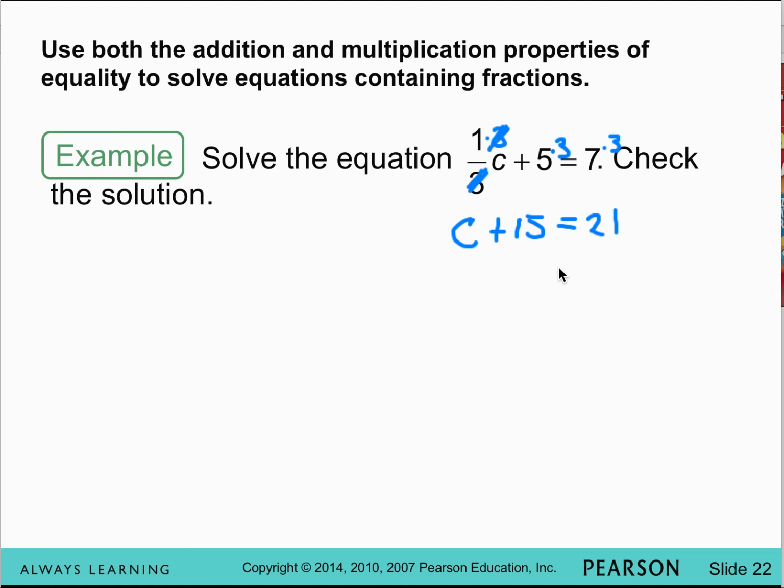Okay, there's no parentheses, all my c's are already on the same side, no simplifying. So next step, undo anything being added or subtracted to your variable so that you get no numbers over there. C plus 0 is c, and 21 minus 15 is 6.